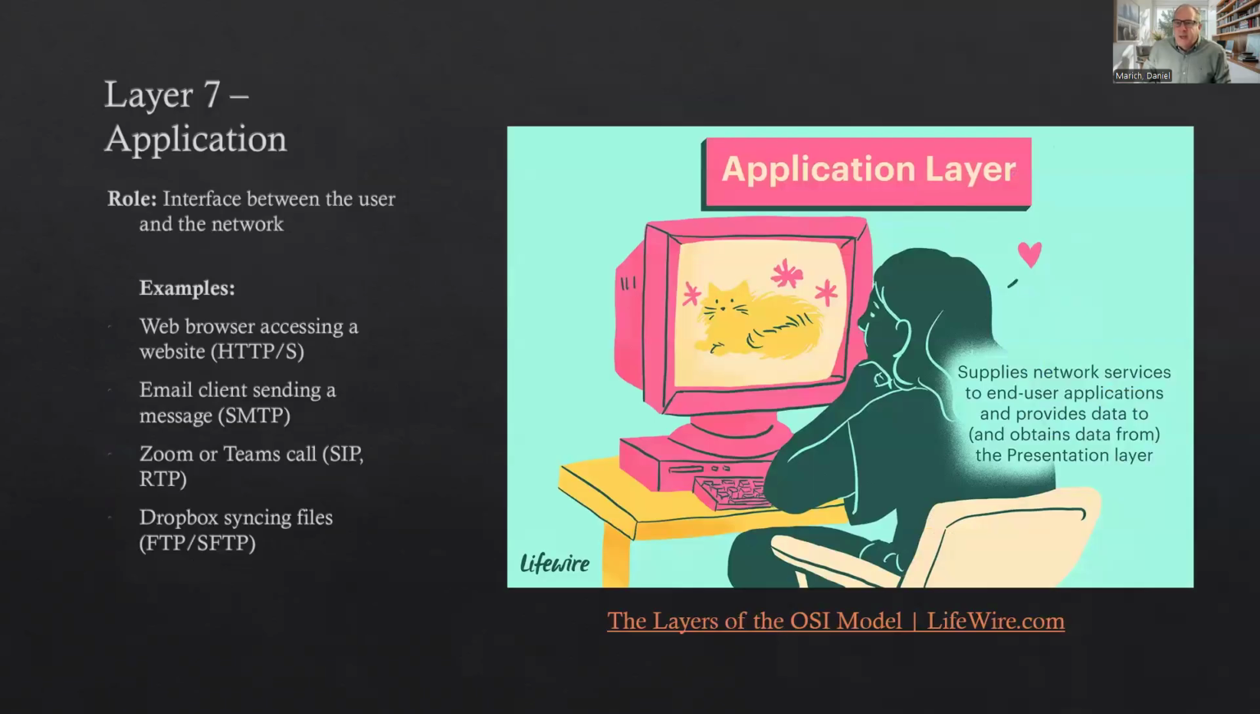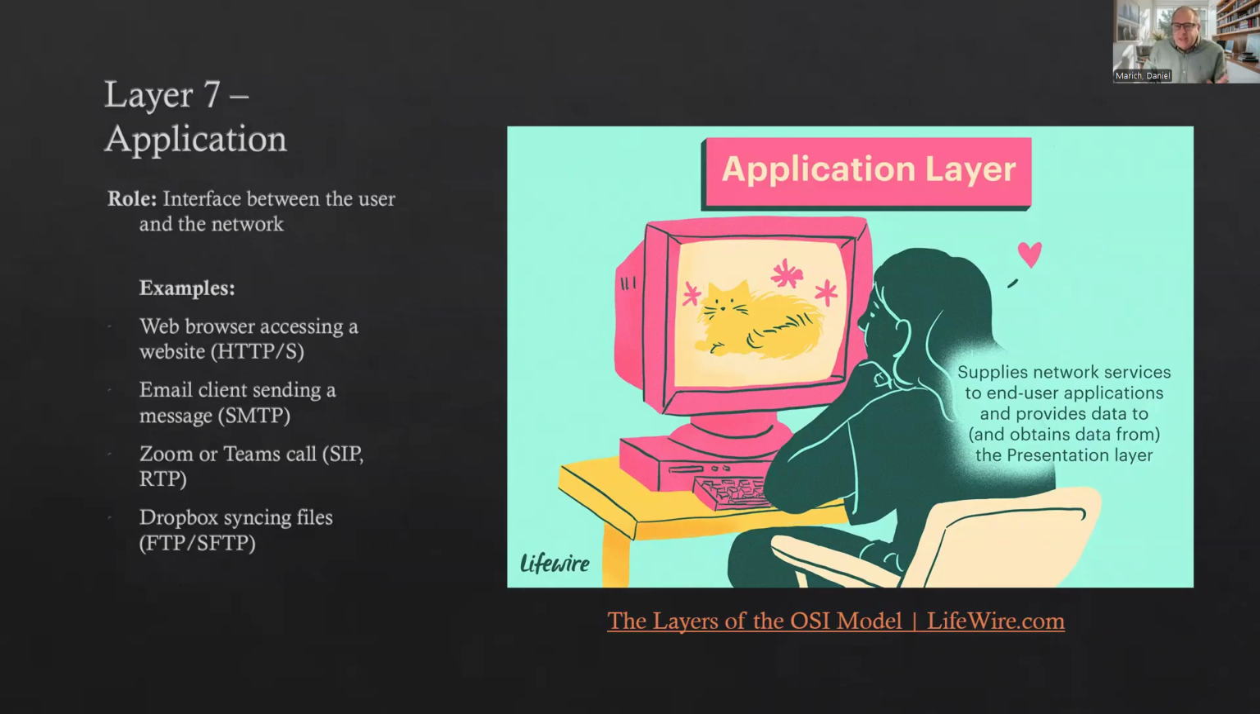Layer 7 is the application layer. This is our interface between the user and the network. We're looking at applications that communicate between software and the underlying network. So this serves as an interface where applications access network functionality. This layer doesn't actually mean the applications themselves, but the protocols they rely on to communicate over the network.